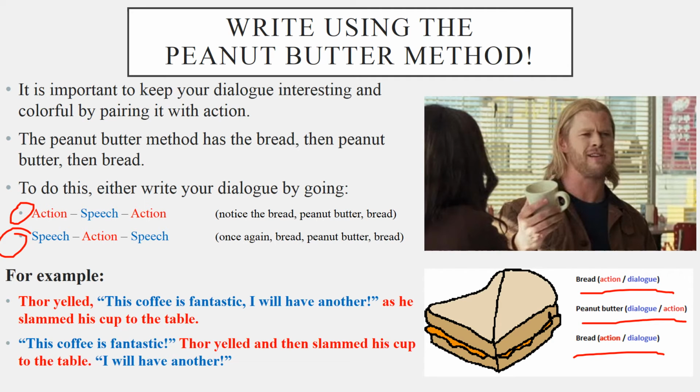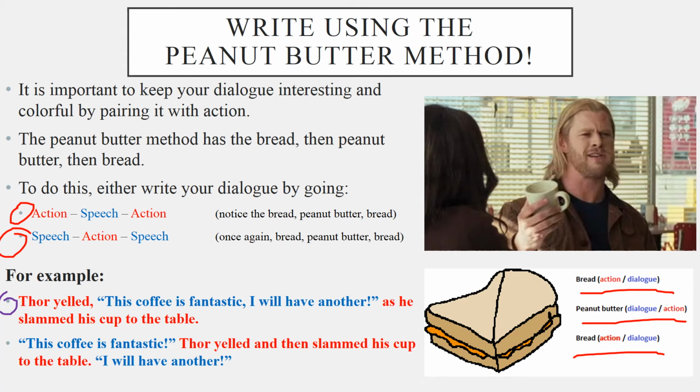We have Thor yelled, "This coffee is fantastic. I will have another," as he slams his cup to the table. Notice the bread, Thor yelled, the peanut butter, "This coffee is fantastic. I will have another," then the bread again, as he slammed his cup to the table. We have the action in red, the speech in blue, and the action again in red.